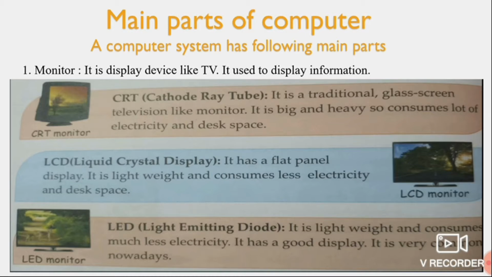Next is LED, light emitting diode. It is lightweight and consumes much less electricity as compared to LCD monitors. It has a good display. It is very common nowadays. It uses light emitting diode technology and shows good high quality pictures, graphics and videos.